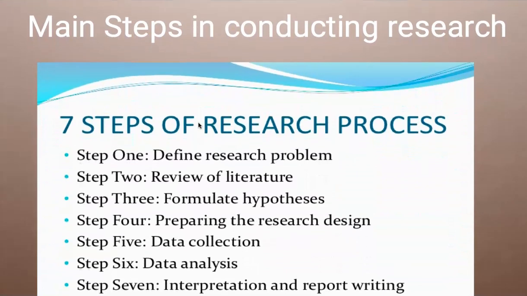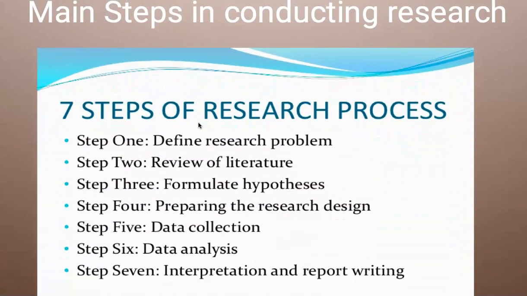The main steps of conducting research. There are 7 steps of the research process. First step is to define the research problem. Then the second stage is the review of the literature related to the particular topic. Then formulate hypothesis based on the research gap, and then prepare the research design to conduct further study. Collect the data and do the data analysis, and then interpret and present the data in a format that can be understood by the researchers.